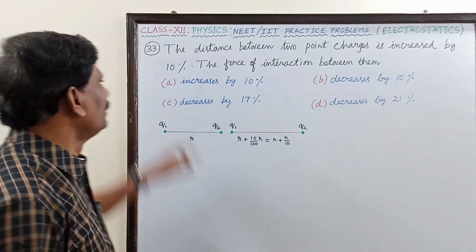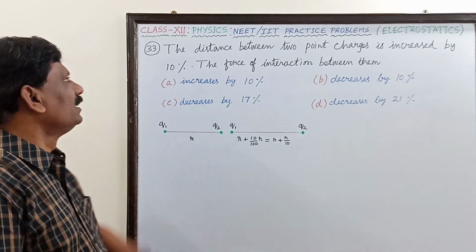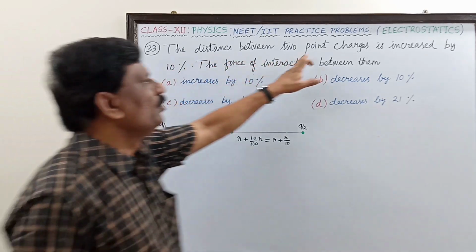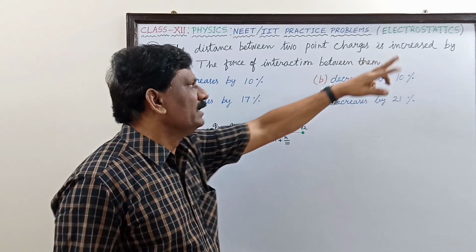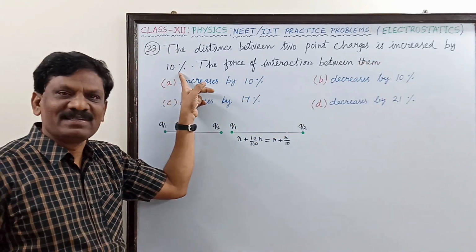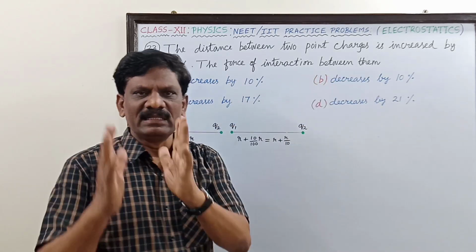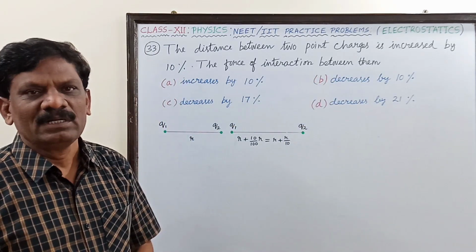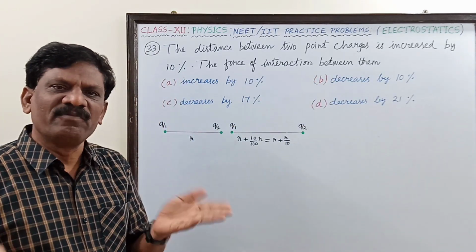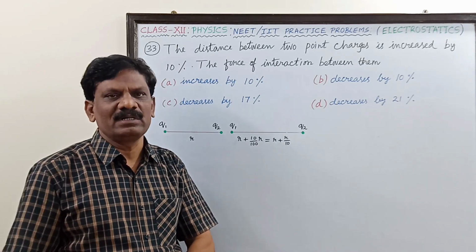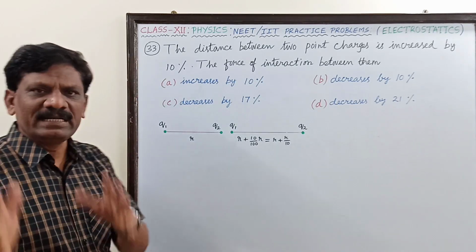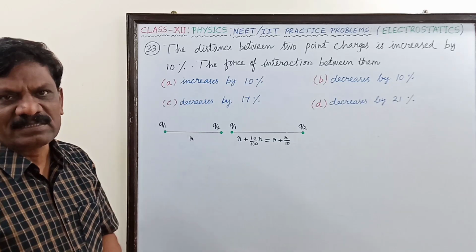Hi students, MCQ number 33. The distance between 2 point charges is increased by 10%. The force of interaction between them, we have to find out whether it has increased than before or decreased than before. So first understanding of the problem is required, my dear students.